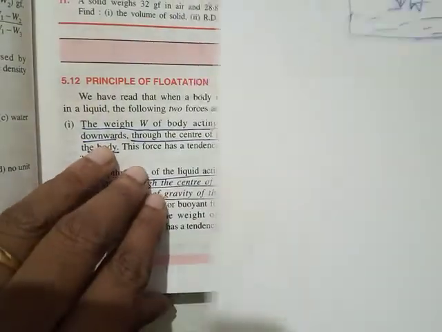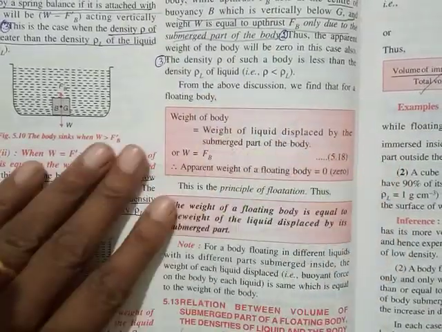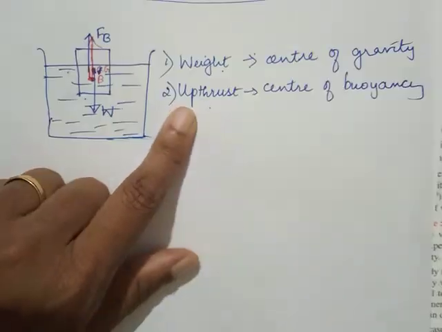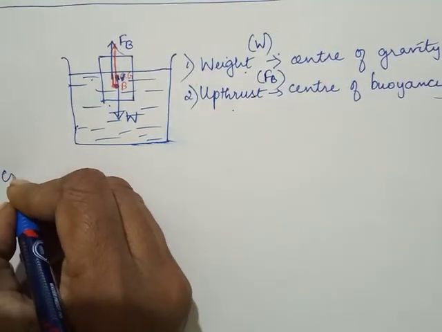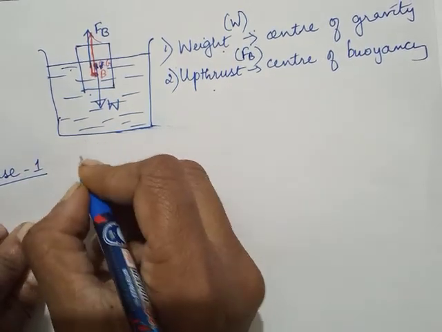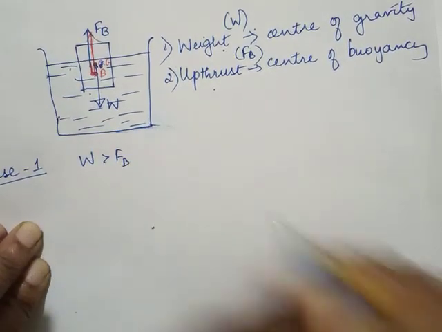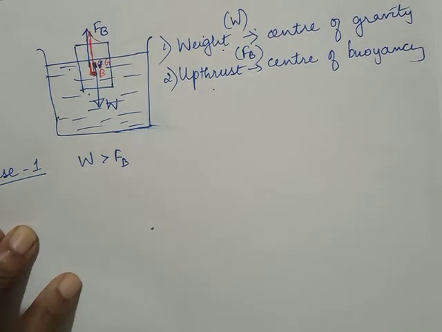Now this is the general case. Now we are going to have three cases based on the weight of the body and upthrust. Now case 1. In case 1, we are taking W greater than FB. All the three cases will have three different diagrams. Keep that in mind.